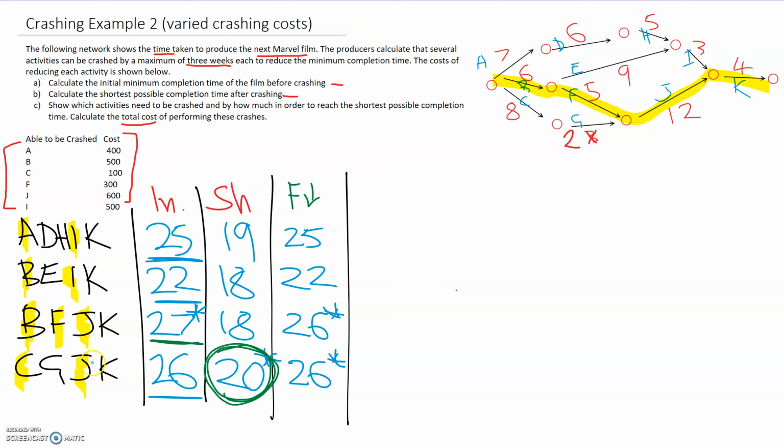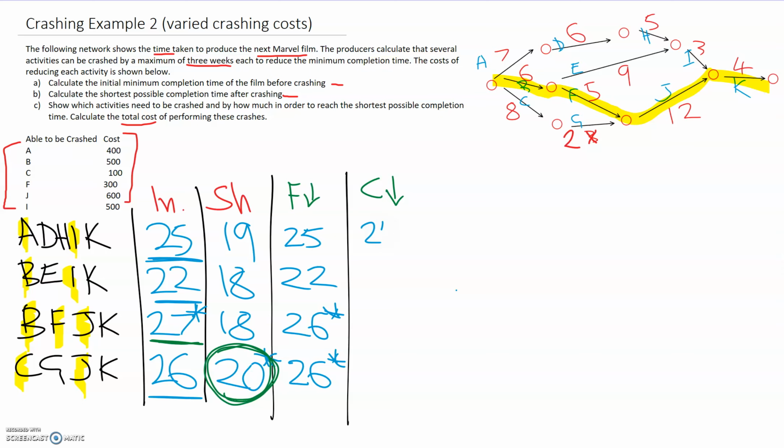So out of all of these paths, what's the cheapest option to crash? Well, C only costs 100. J would crash both of them, but that costs 600. So we're definitely choosing the cheapest option of C. So we'll crash C once. That only affects the last path.